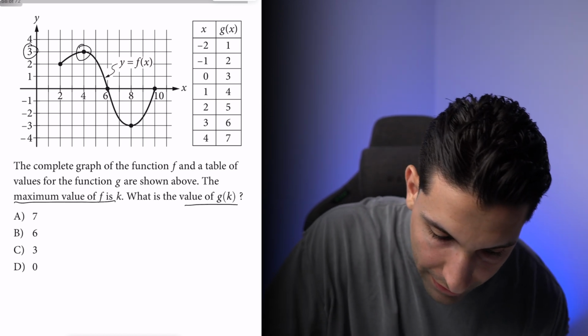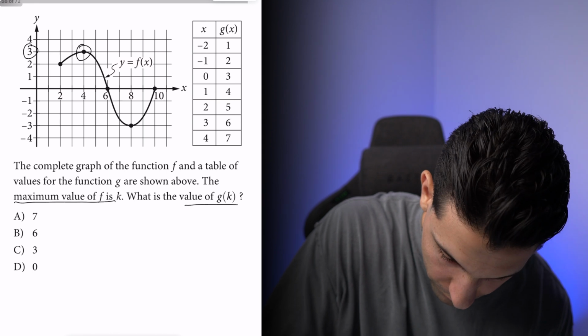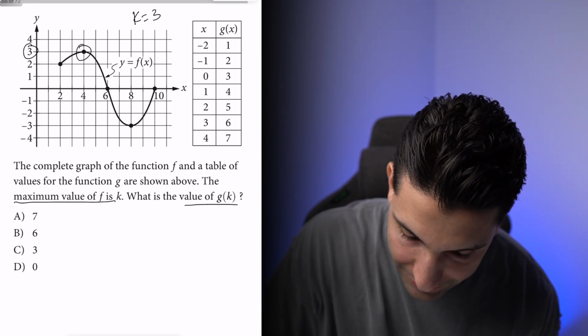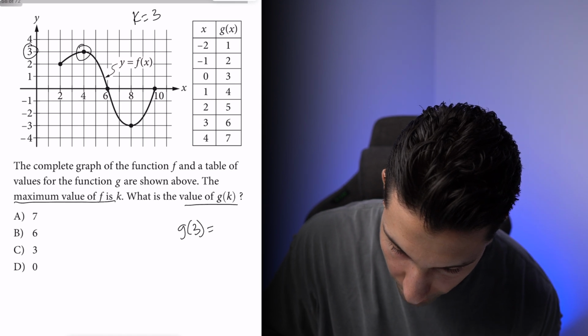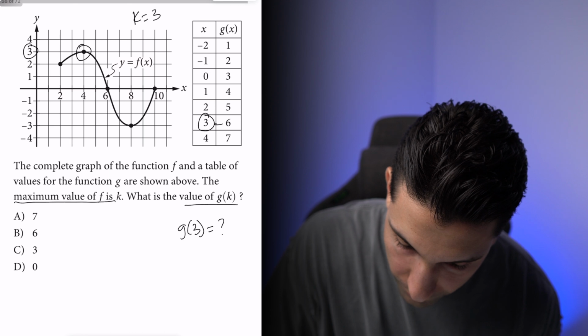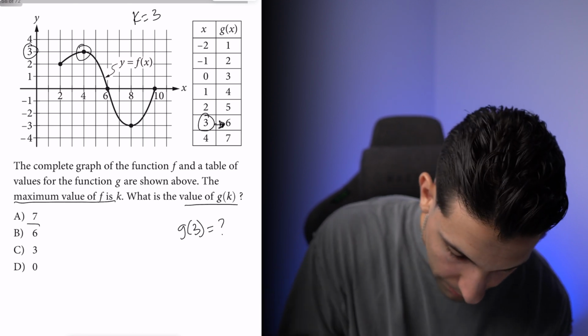Then we need to know that k equals 3. So then we need to plug in this k for g of 3 equals what? Let's look at the chart above. We have 3, and our answer is 6. B is our answer.